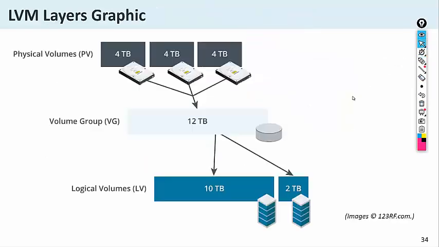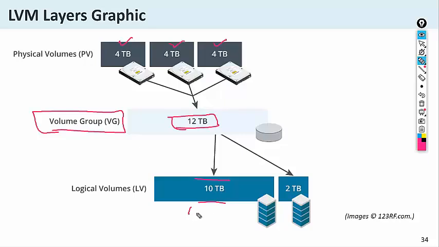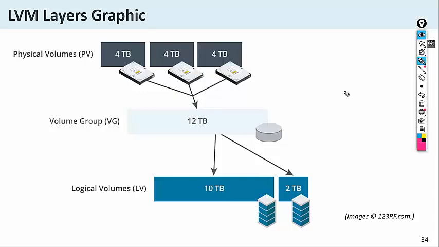Okay, so now the question is, here is a layer graph. This is a 4 TB hard disk, another 4 TB hard disk, another 4 TB, and this is the volume group that has been created, 12 TB. Inside the 12 TB, a 10 TB volume is created. Is this the second volume? The second volume is used for another work. The first volume is used for another task.